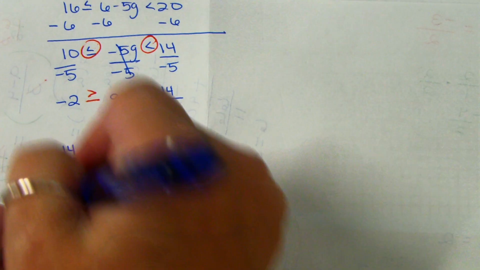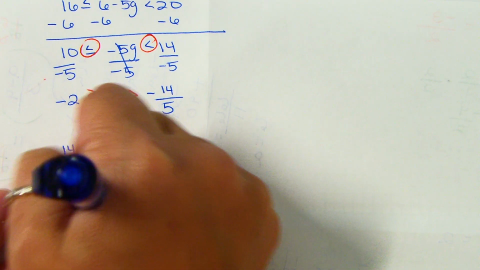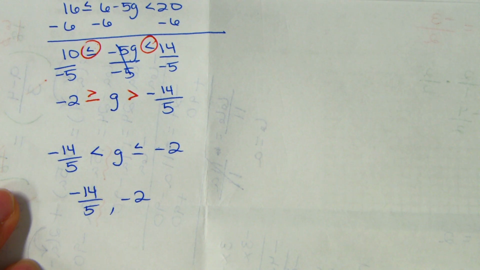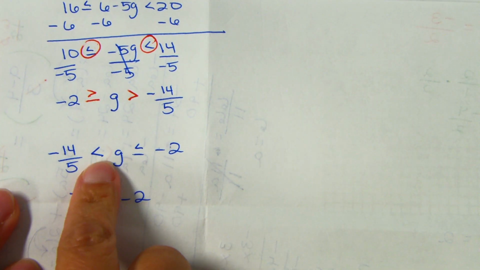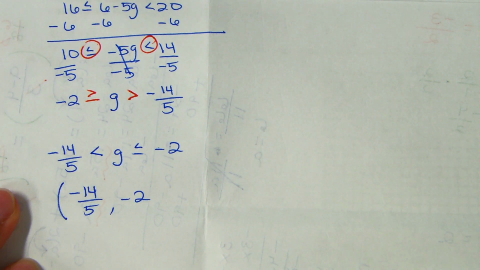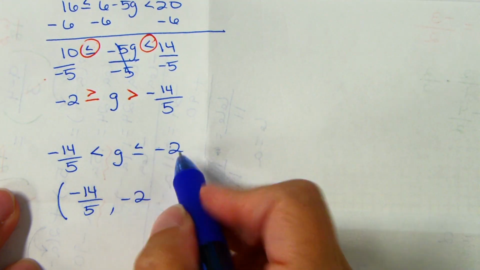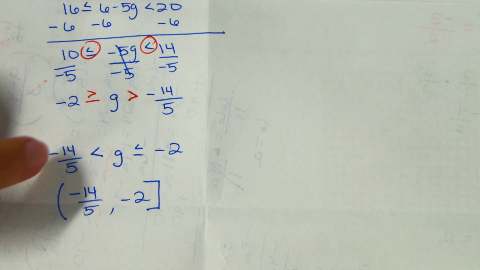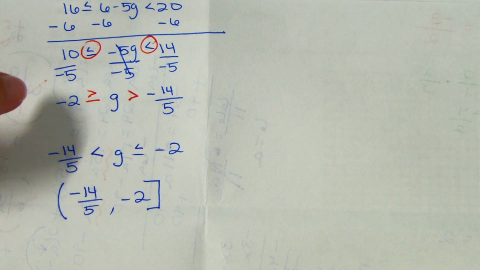Do you have to write it in this order? No, but you have to recognize what it says here, and that it says -2 is bigger than these two other things, which means -2 is your upper limit. It's your larger number. So it has to go on the right, because if you put your lower limit on the right and your upper limit on the left, you're wrong. Lower limit always goes on the left.